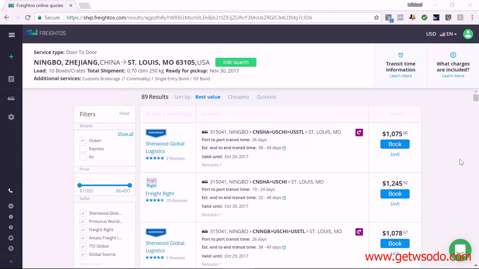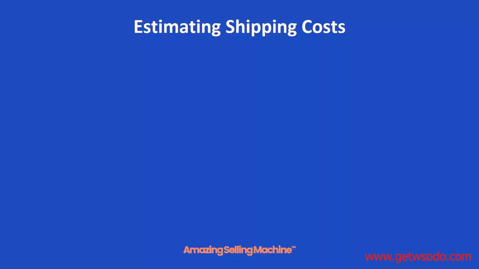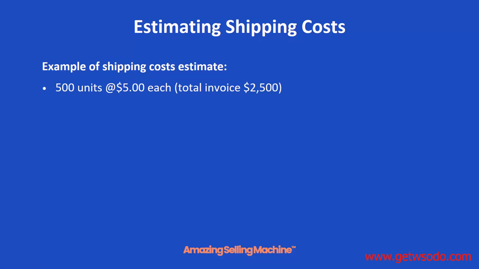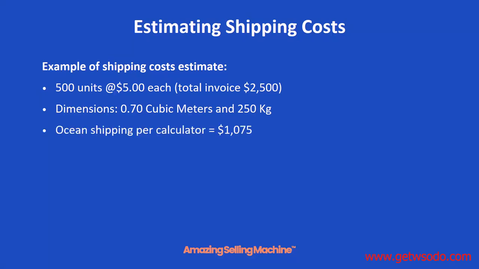Now let's head back and show how we're going to break these all out. So here are the details of our shipping cost estimate. Now we don't need all this information, we just need the final number we'll get at the bottom. We had 500 units at $5 each for a total invoice value of $2,500. The dimensions of our shipment were 0.7 cubic meters and 250 kilograms. When we enter that into the Freightos tool, the total shipment was $1,075.